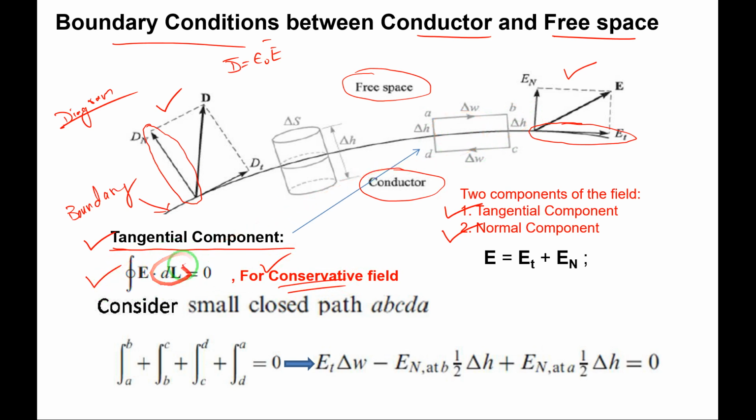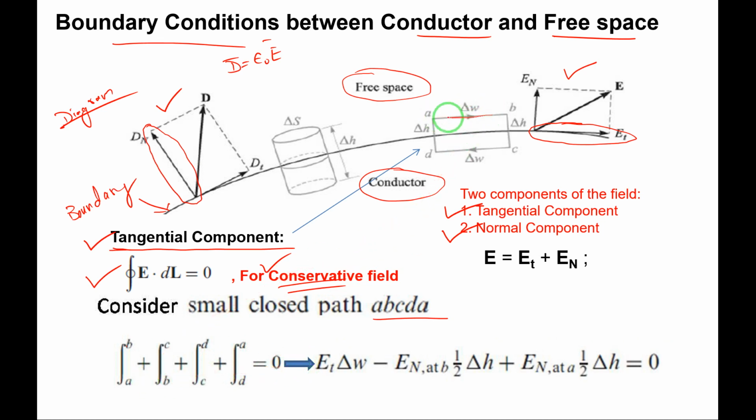So we will make use of this conservative field equation, and we will consider the small closed path A, B, C, D, A. Then we will integrate, expanding this: integration from A to B along this line, next B to C, C to D, D to A, and equate it to 0. Is it fine? We will take one by one.